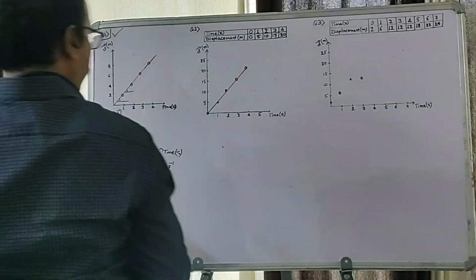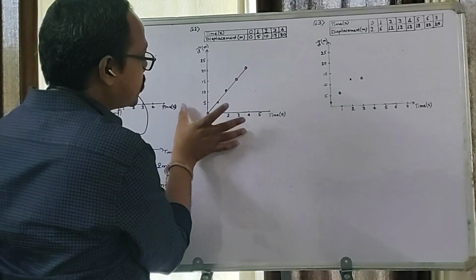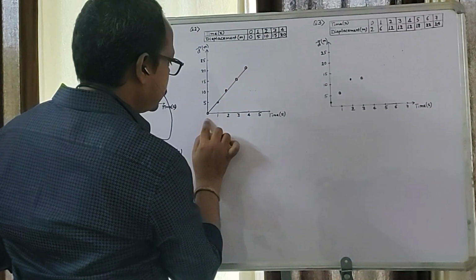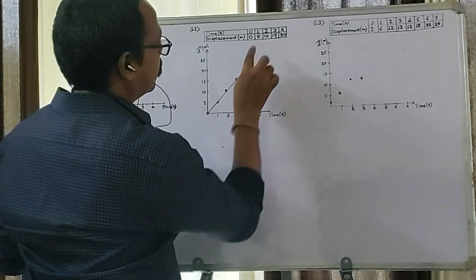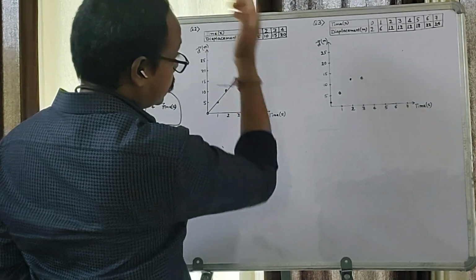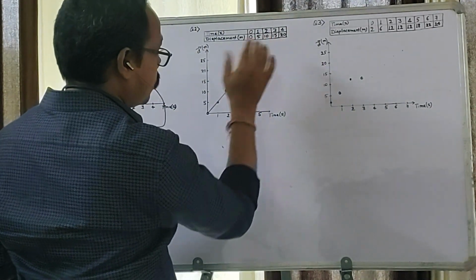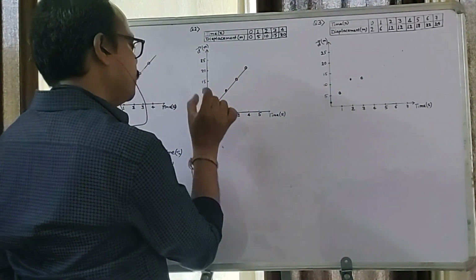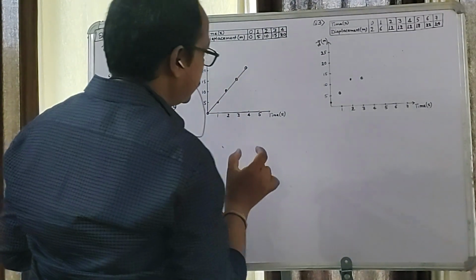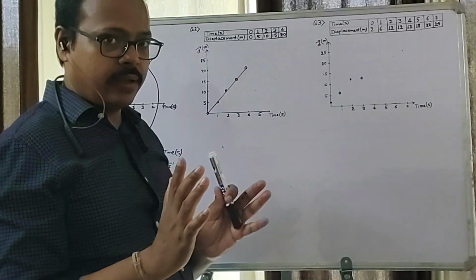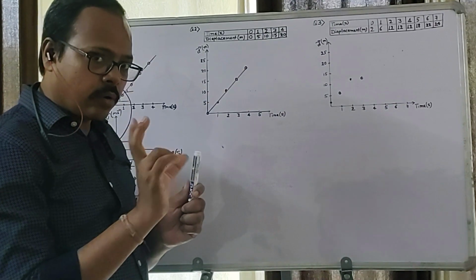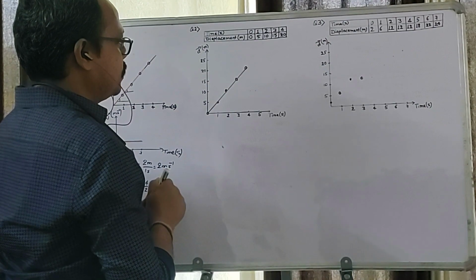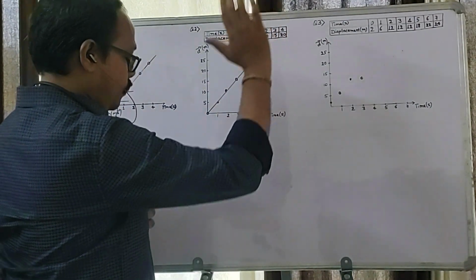So in this case, what can you say by seeing this displacement time graph? That in every second, the body is making a displacement of 5 meter only. First second also 5 meter, third second also 5 meter, fourth second also 5 meter. So in every second it makes a displacement of 5 meter. That means the body is making equal displacement in equal intervals of time. That means we can say that the body is traveling with uniform velocity.